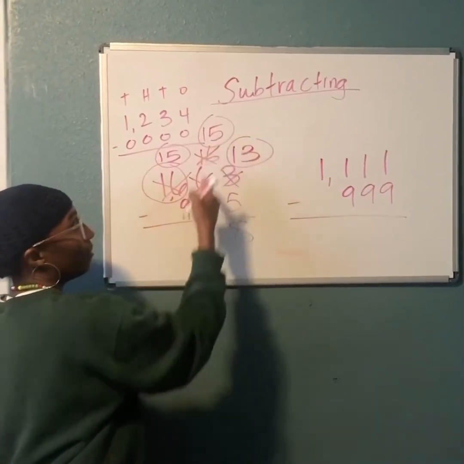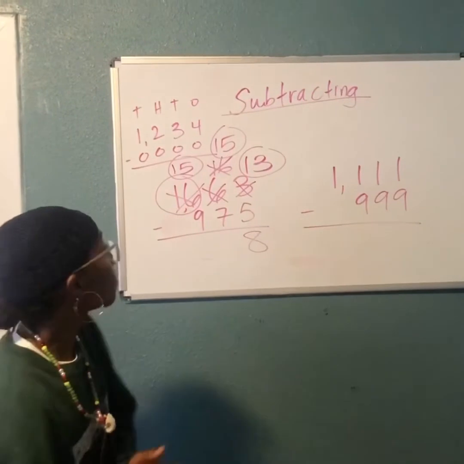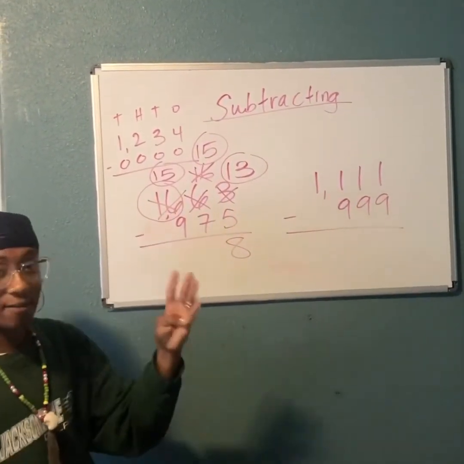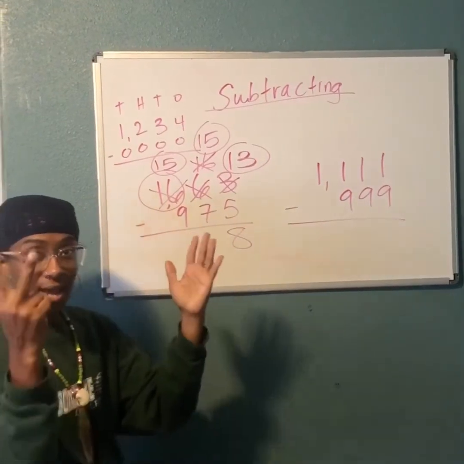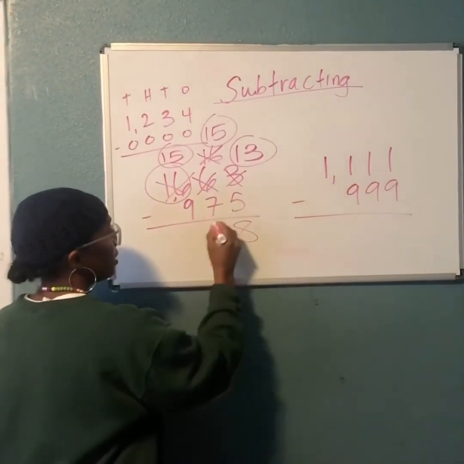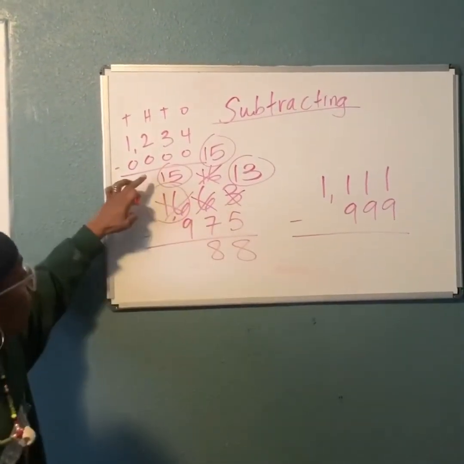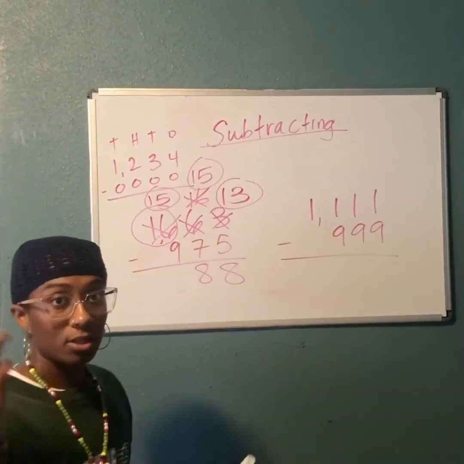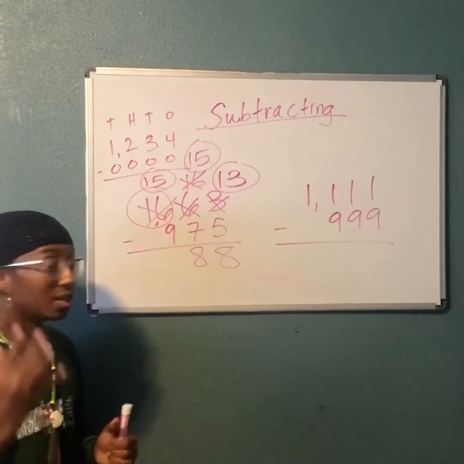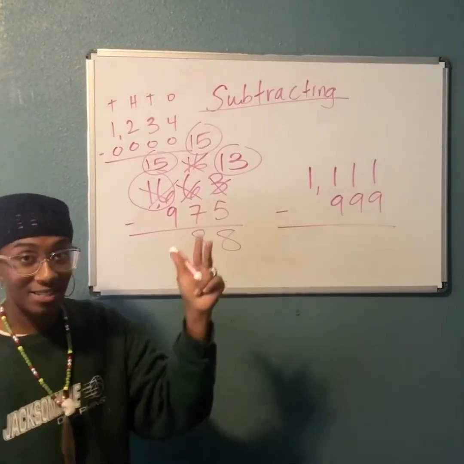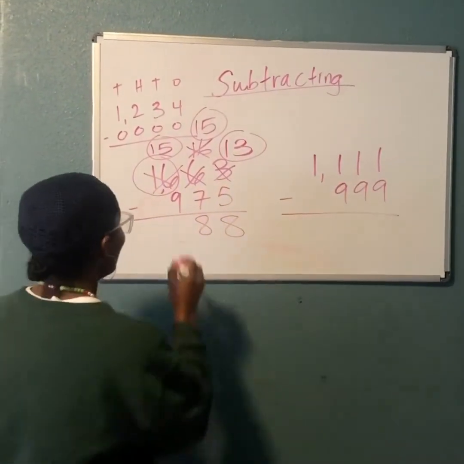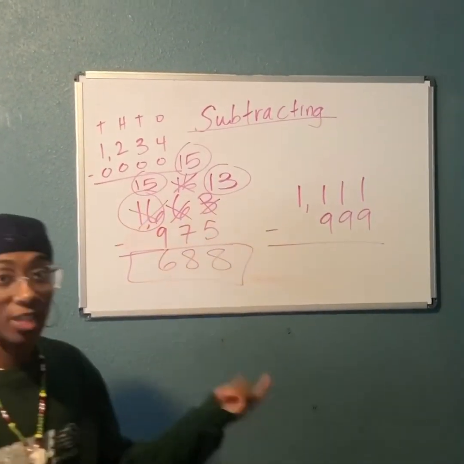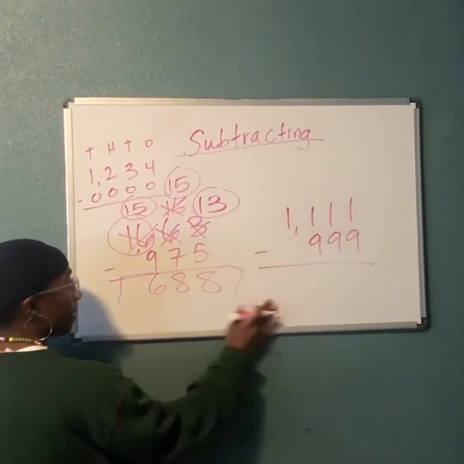Same thing for 15 take away 7. Count down. 14, 13, 12, 11, 10, 9, 8. 15 take away 7 is 8. Same thing with 15 take away 9. Count down. 14, 13, 12, 11, 10, 9, 8, 7, 6. And that's your answer.